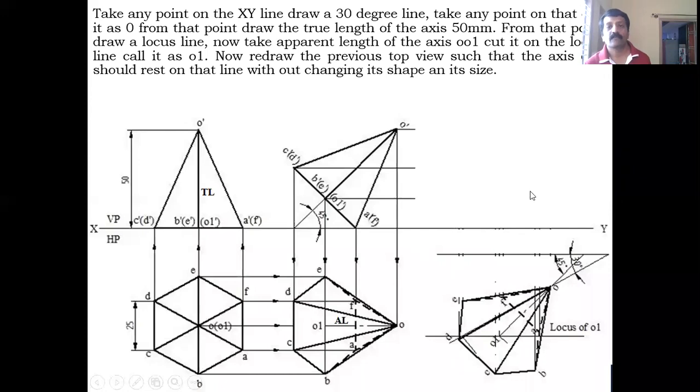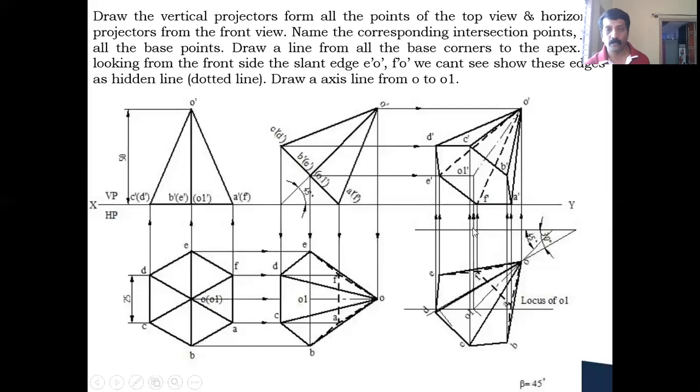Now for the final front view, you need to draw the vertical projectors from the top view like this, upwards from all the points. Horizontal projectors from all the points of the front view like this. After this, you coincide the points.